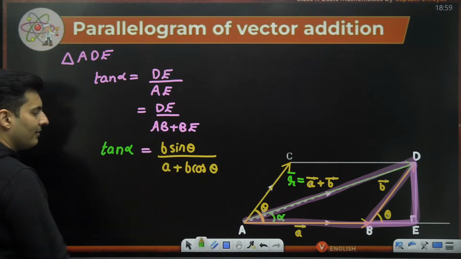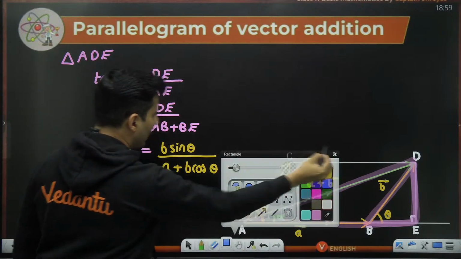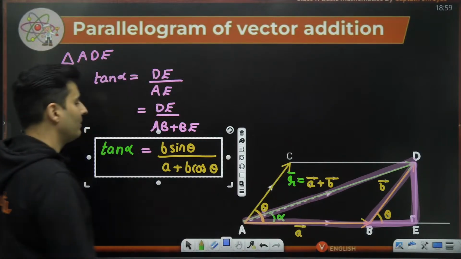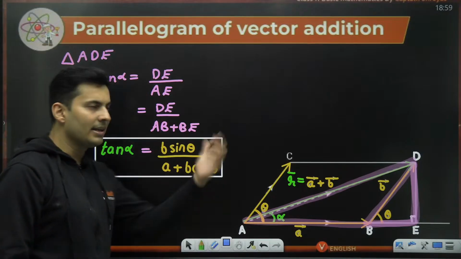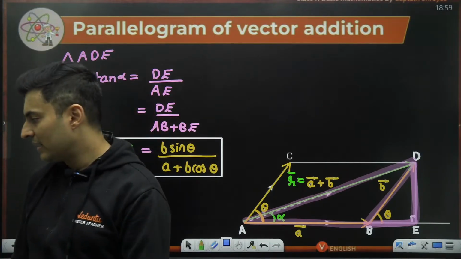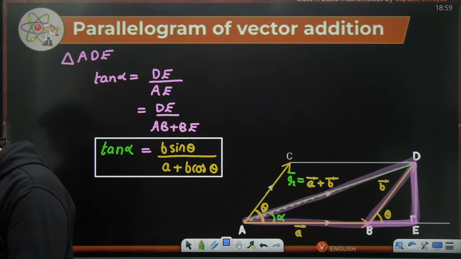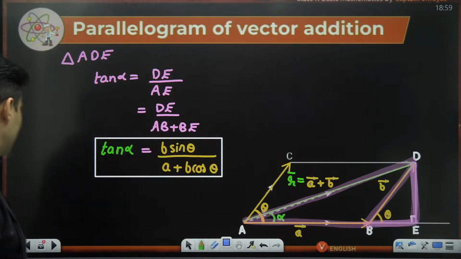So alpha, I can find it from here. So this is the angle made by the resultant vector. As simple as that. Is that right? Okay, perfecto. Awesome.